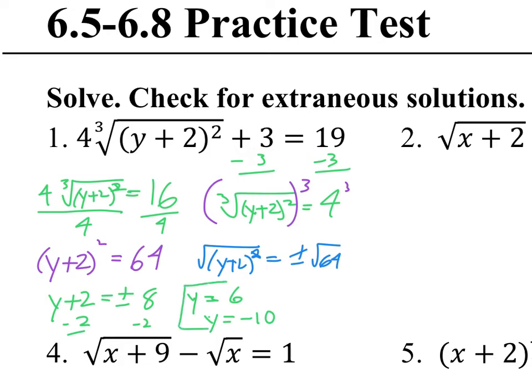Now, in this equation, extraneous solutions actually aren't even possible, but of course it doesn't hurt to plug those back in and make sure that works. Whether you do the 6 or the negative 10, 6 plus 2 is 8, negative 10 plus 2 is negative 8, but you square either of those, you get 64, so we get a cube root of 64 here. Cube root of 64 is 4. 4 times 4 is 16, plus 3, we get 19. So both answers do check out.